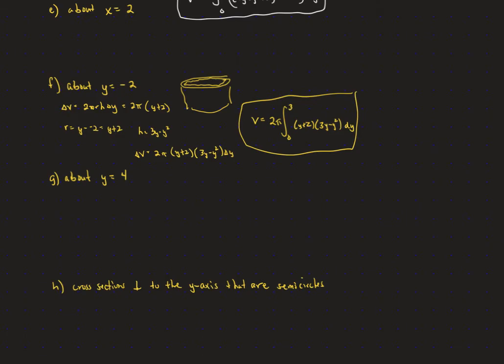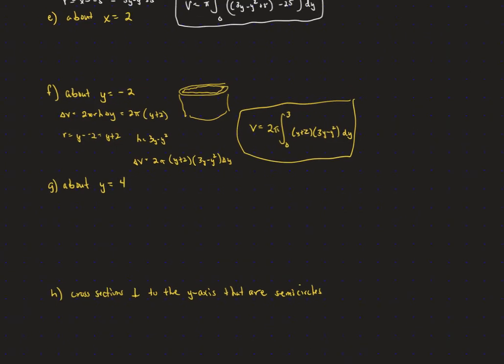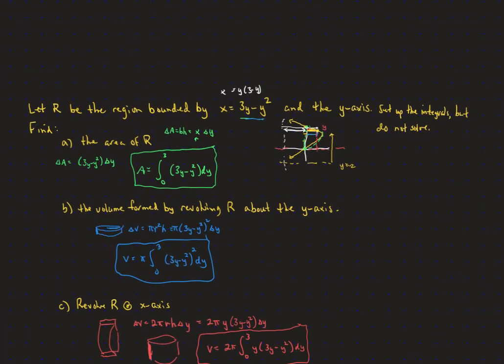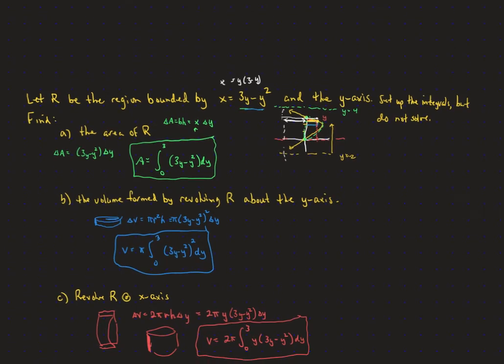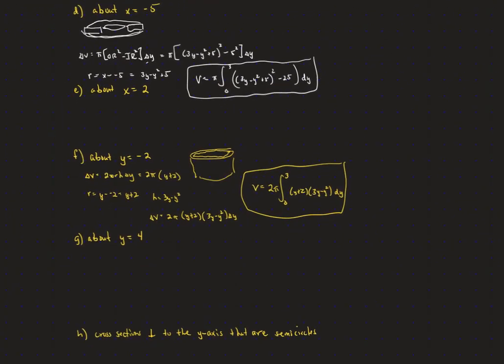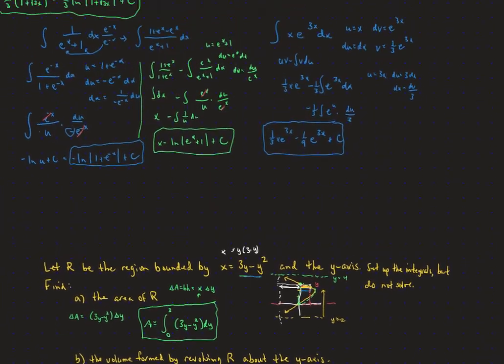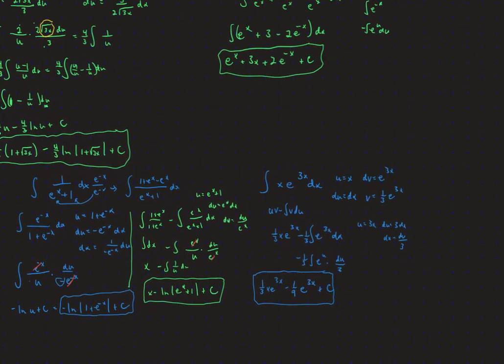Okie doke. Now about the line y equals 4. So scrolling back up here, y equals 4 is going to be somewhere up there. So again, we are going to be parallel. So we're looking at a shell method again. So our delta volume is going to be 2 pi r h times a delta y. Again, the challenging part is that radius.